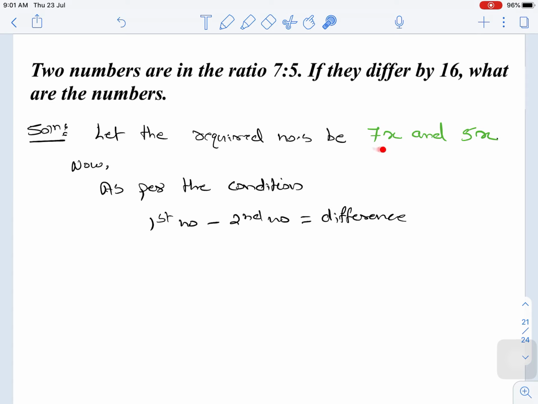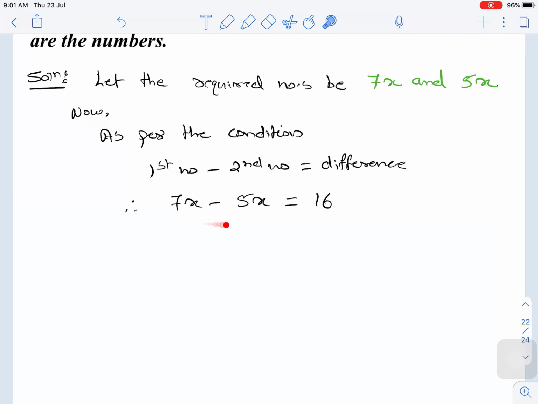Now what is our first number? The first number is 7x, the second number is 5x. So what you will get: 7x minus 5x equals, what is the difference? The difference is 16. Now this is our regular linear equation, so we can solve it. First we subtract 7x minus 5x, so you will get 2x equals 16. Now we need to find the value of x. 2 is multiplying x, so we change its side and it will divide. So you will get x equals 16 upon 2. Therefore x equals 8.